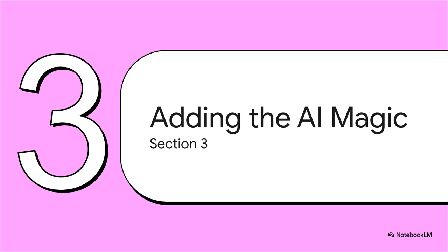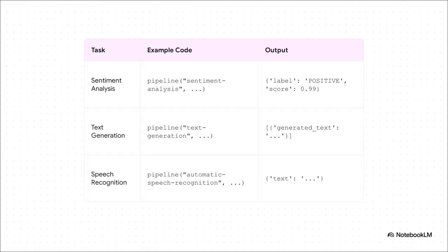Now it's time for the fun part, adding the AI magic. Let's see just how ridiculously easy HuggingFace makes it to plug in these super smart models. All this simplicity comes from a really clever idea called the pipeline. It intelligently bundles together 3 key components, which makes even complex tasks feel almost trivial. And here's what that magic looks like in the real world.